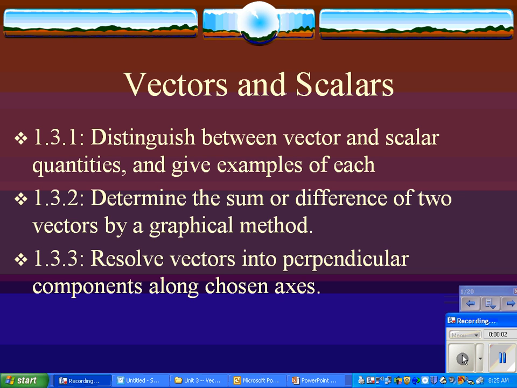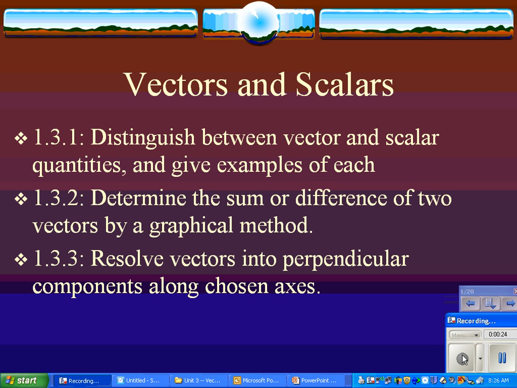Here is what the IB curriculum expects you to know about vectors and scalars. Notice that this is topic 1.3.1, 1.3.2, and 1.3.3. These particular things that you need to know are directly from the IB syllabus. So they expect you to understand the difference between vector and scalar quantities and give examples.